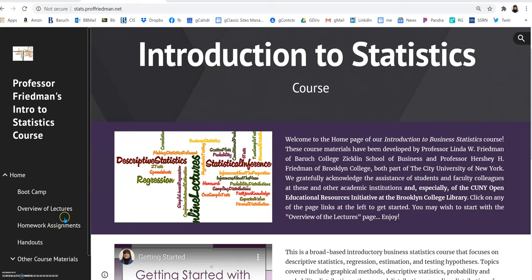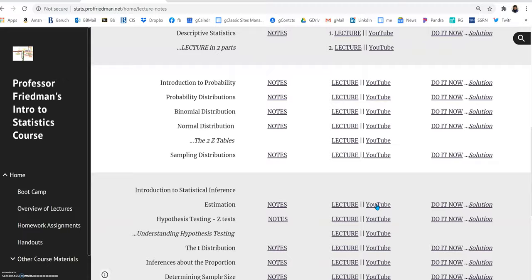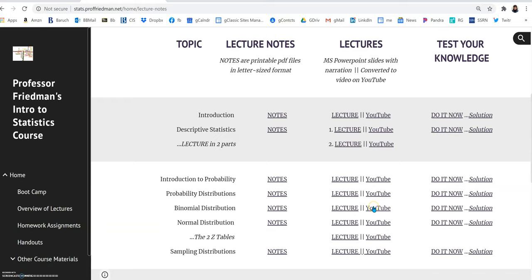In my opinion, the best way to start learning statistics from this course is to go to overview of lectures. There we are. And what you see is the topics from start to finish of a typical Introduction to Statistics course. Each topic has its own set of notes. The notes are just PDF files, printable. Print them out, put them in a loose leaf binder, and take them with you when you're not in an internet area. So everyone studies a different way. Some people like to read. If that's you, you're going to like the notes.